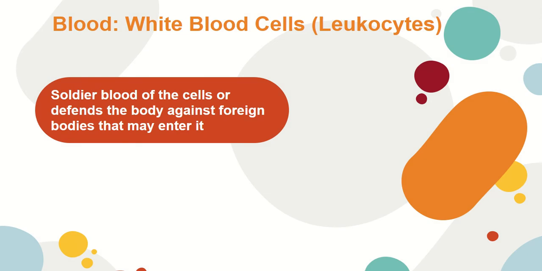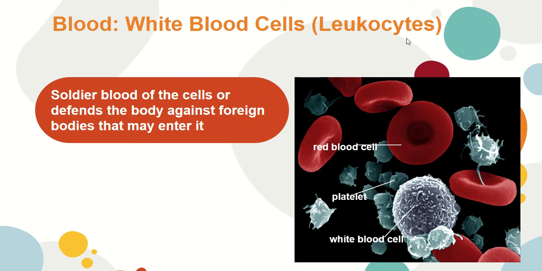Next, we have the white blood cells, or WBC, also known as leukocytes. They are the soldier cells of the blood, defending the body against foreign bodies that may enter it. So that's the structure of white blood cells. So when there is an infection, or in our immune system, the white blood cells are the ones that fight.